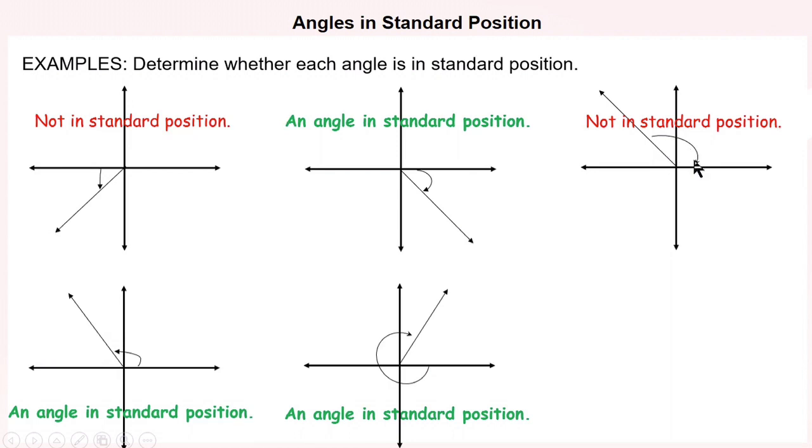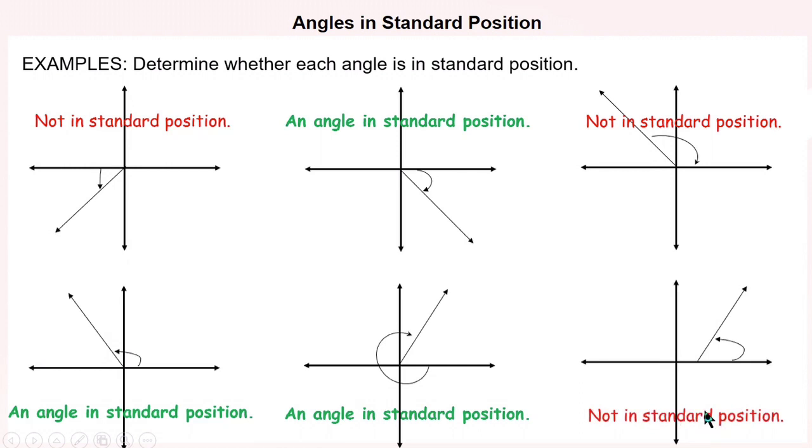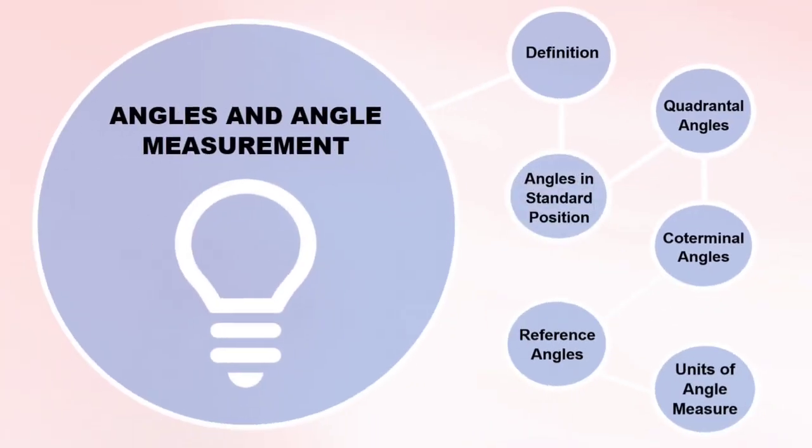It is reversed. The arrowhead is not pointed at the terminal side. Hence, this is not in standard position. This angle is also not in standard position since its vertex is not located at the origin. So that is how you determine if the angle is in standard position.